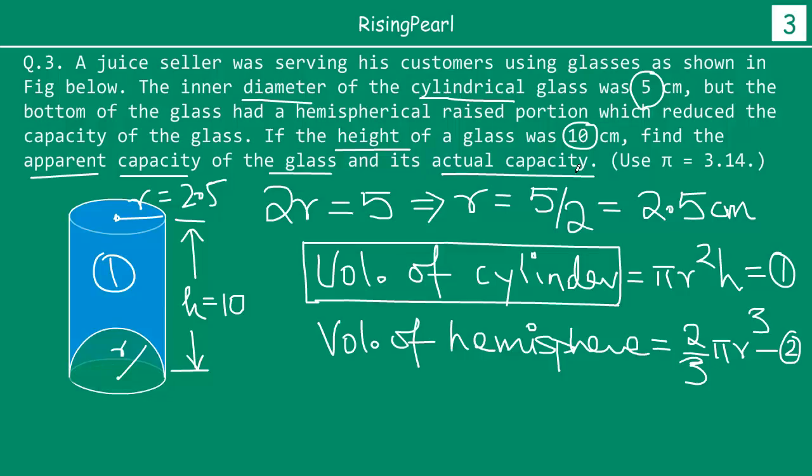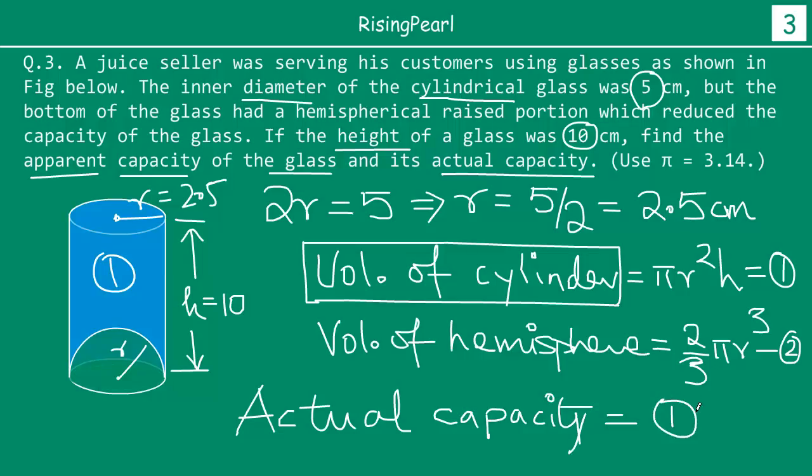But what is the actual capacity? Like we discussed, in real life the actual capacity is the volume that will be 1 minus 2. So again, simply putting the values of R and H, you can find out 1 and 2. You subtract 2 from 1, you will get the actual capacity.